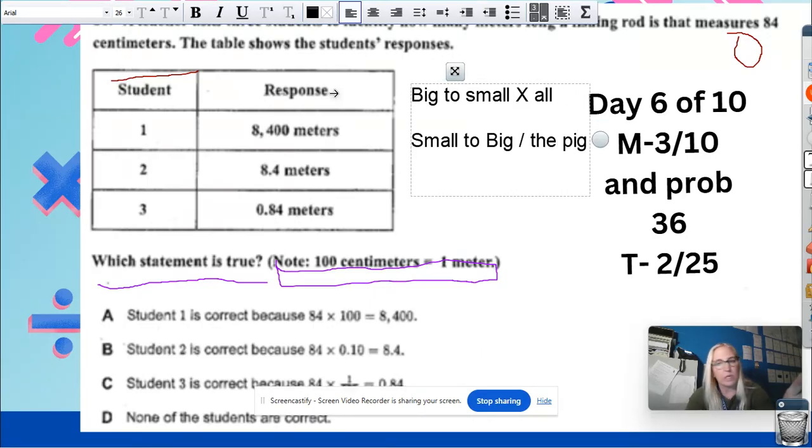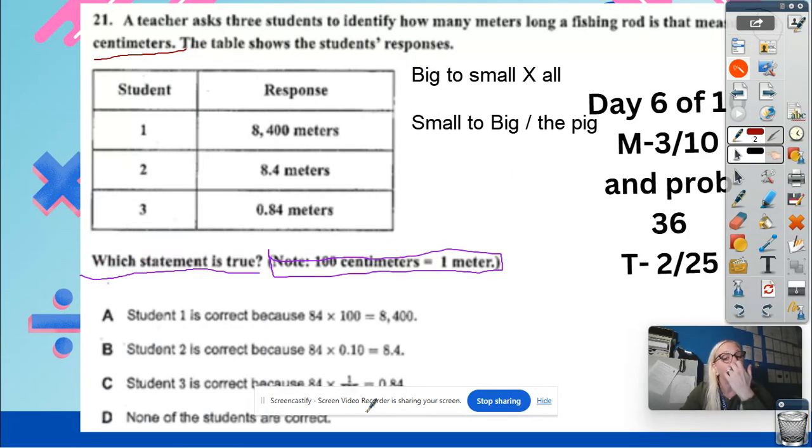Pig is no other reason than it rhymes with big. I also do a hand motion to help you remember this. Big to small, because your arms are close to each other, they can cross and make the multiplication sign. So big to small, multiply all. But if you go small to big, you can't cross to multiply. So when we are going from a bigger unit to a smaller unit, we multiply. If we are going from a smaller unit to a bigger unit, we divide.